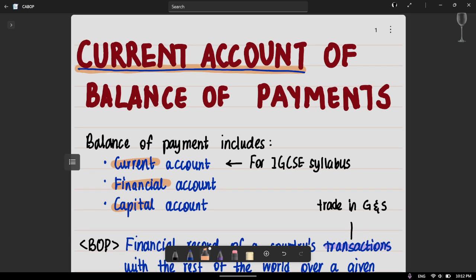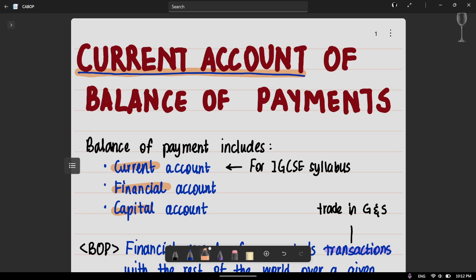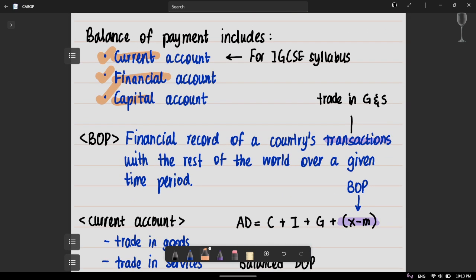That is why whenever you get a question on balance of payments or current account of balance of payments, it's very important that you say current account of balance of payments and not just balance of payments. Because when you talk about balance of payments, that includes this, and this. Okay? So remember that.